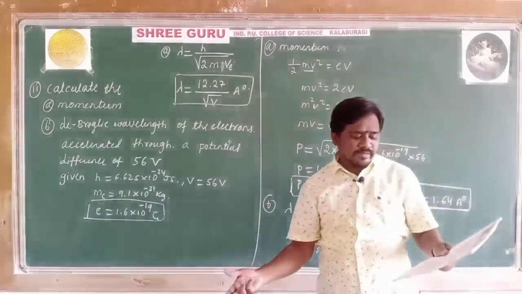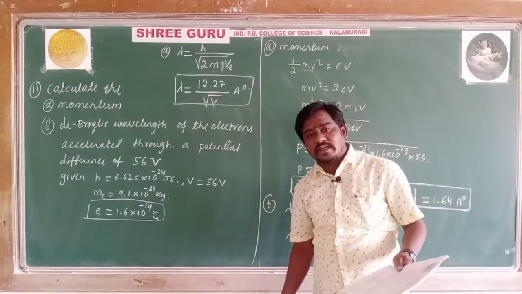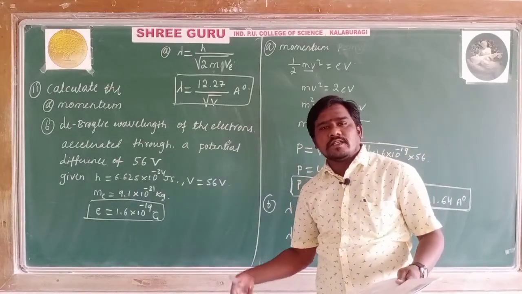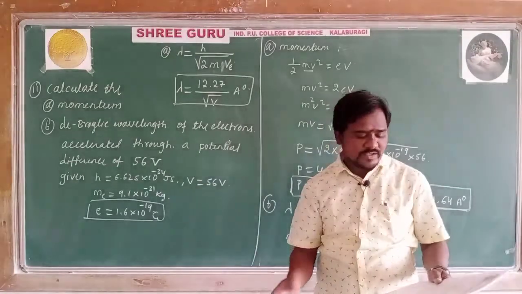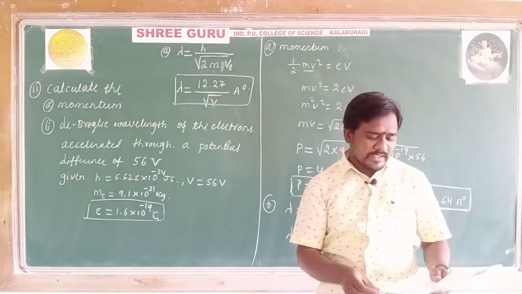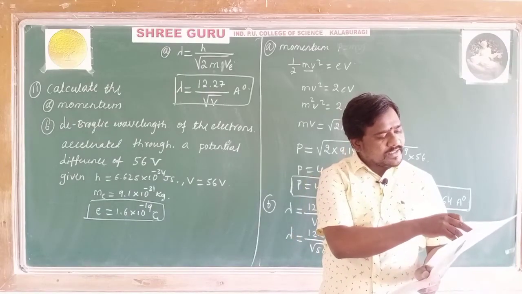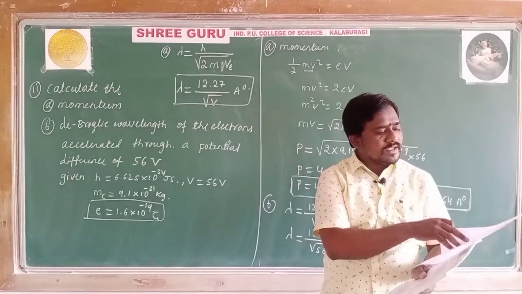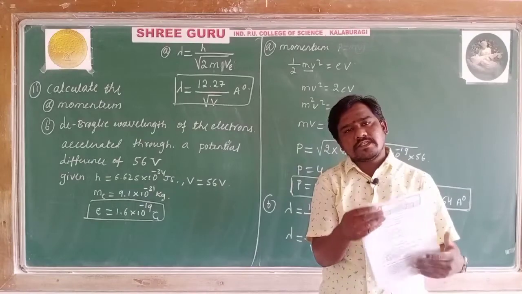Write any 2 types of electron emission. We know the types of emission of electrons: photoelectric emission, thermionic emission, field emission, or secondary emission. Any 2 you can write. In the year 2014 they asked, and in that year only they asked in 3 marks also, give the 3 characteristics of photon. Photon rest mass is 0.